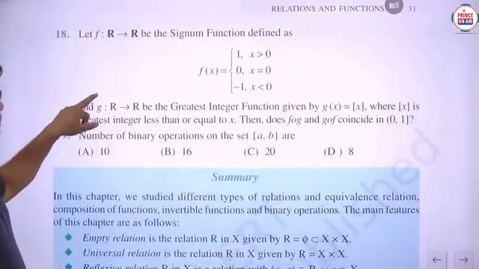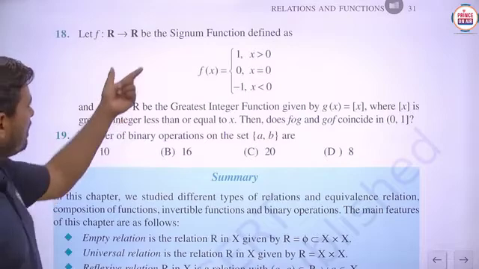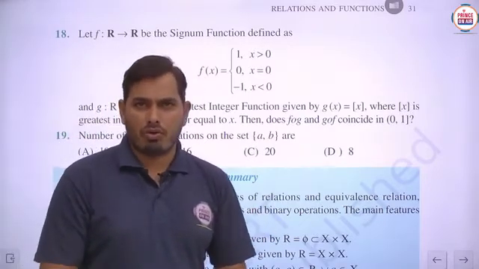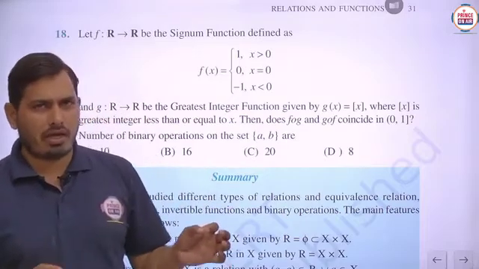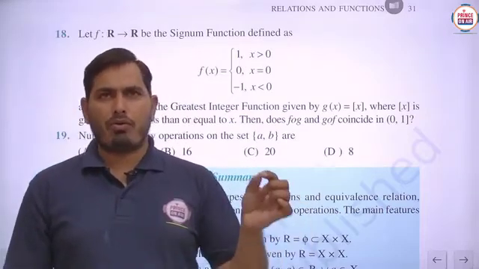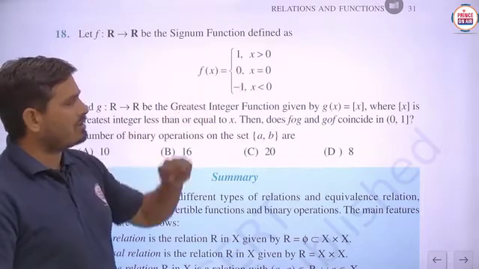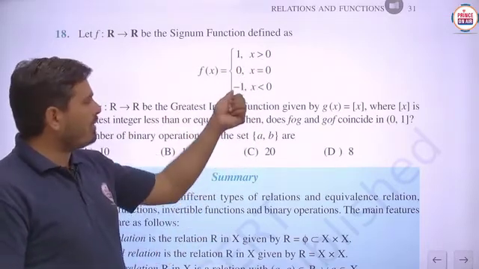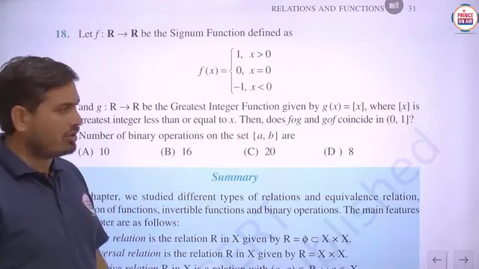In this question number 18, let f: R to R be the signum function. I think each and every student knows very well about the signum function, because it provides only three values as output: it provides +1 when x is greater than 0, it provides 0 when x equals 0, and it provides -1 when x is less than 0. Is it clear?